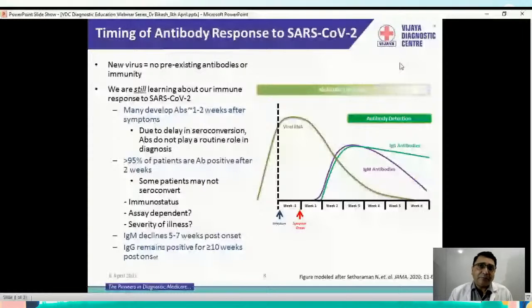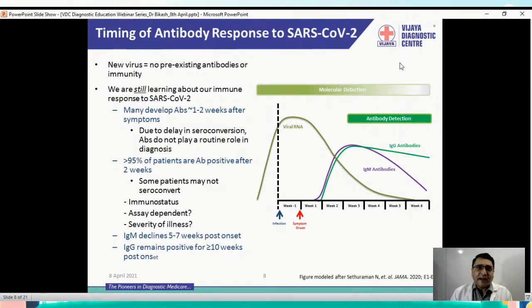Greater than 95% of the patients are antibody positive only after about 2 weeks. This is because some patients may not seroconvert, either because of their immune status, or it may be because of age or severity of illness.